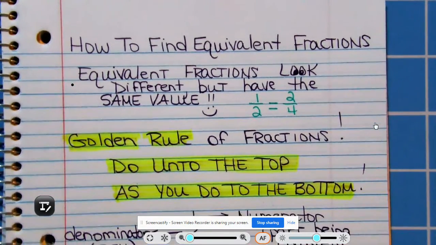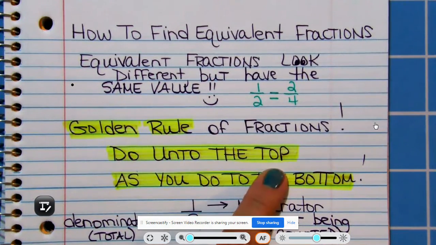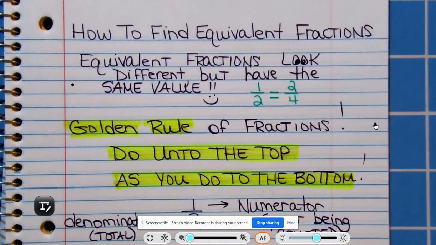With equivalent fractions, I need you to remember the golden rule of fractions. Do unto the top as you do to the bottom. So the numerator and denominator will increase or decrease by the same amount.